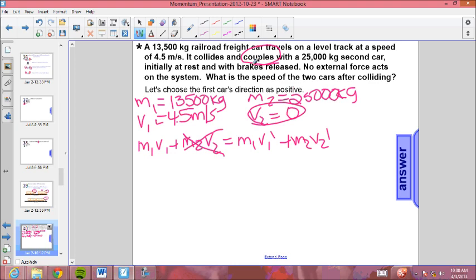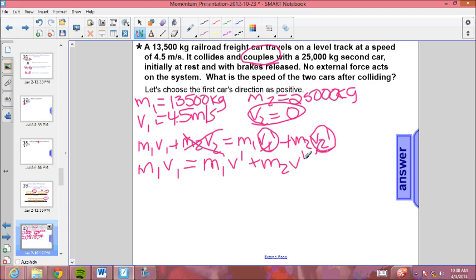So that means they're moving at the same speed. So if they're moving at the same speed, that means our v1 prime and our v2 prime are equal. So what we can do is get rid of these v1 prime and v2 prime and just leave it as v prime so that they're both the same. So when we rewrite that, we've got m1 v1 equals m1 v prime plus m2 v prime.